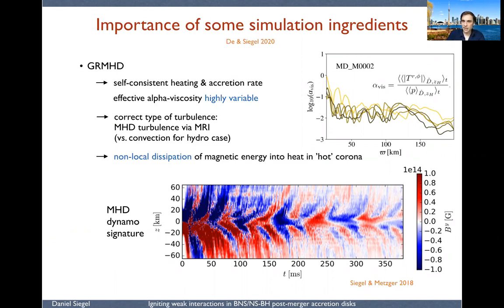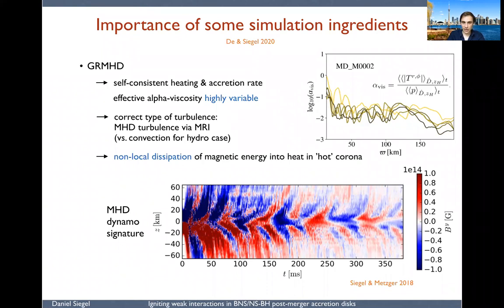The alpha viscosity, if you extract that from an MHD simulation, you can see here on the top right, is actually highly variable both in space and time. So that's a fairly complicated quantity. Also more subtle, the nature of turbulence is different. MHD turbulence differs from the more convective turbulence you would get in a pure hydro case. Also there's non-local dissipation of magnetic energy that you get in the MHD case.